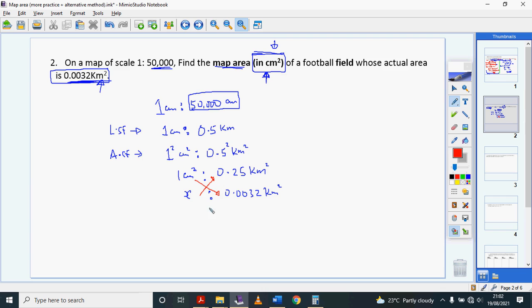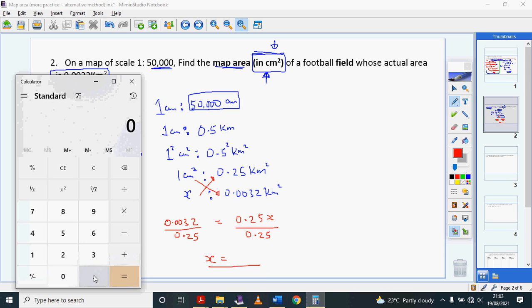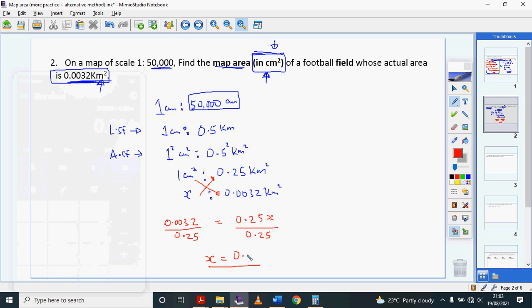So I cross multiply and say 1 times 0.0032 gives me 0.0032 equals 0.25 times x, which is 0.25x. Then I'll divide by 0.25, and I end up with x equal to 0.0032 divided by 0.25, which is 0.014 centimeters squared.